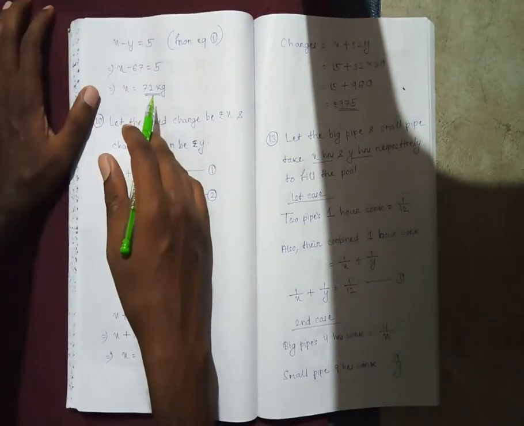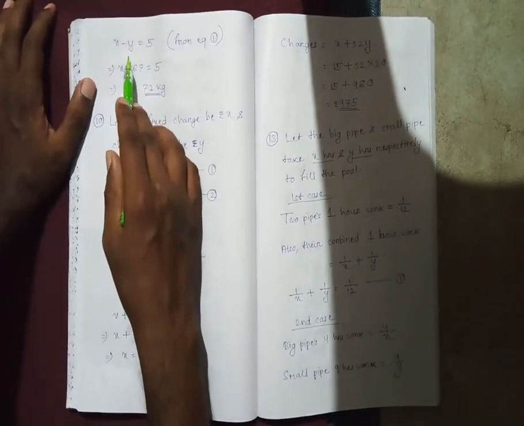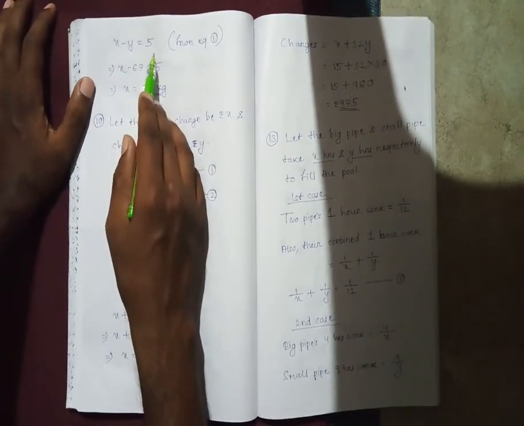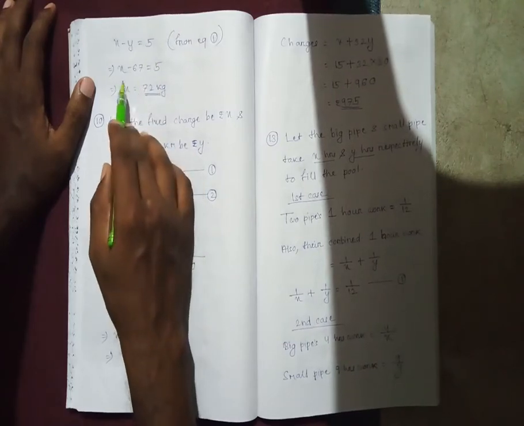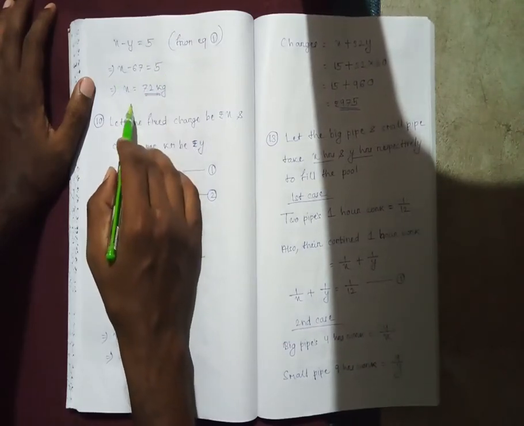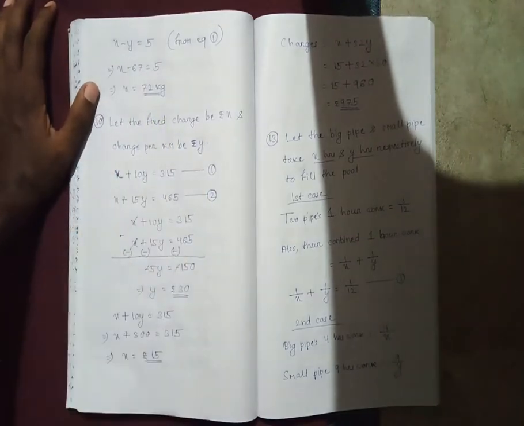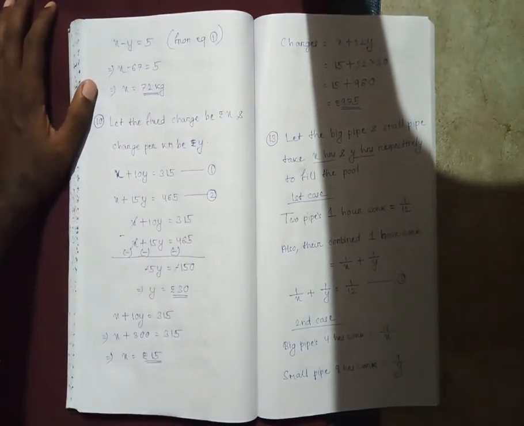Now let us go for Mr. Ahuja's weight. The first equation was x minus y is equal to 5. Y we have already got. So x minus 67 is equal to 5. So x is equal to 72 kg. That means the weight of Mr. Ahuja before taking the dieting course was 72 kg.